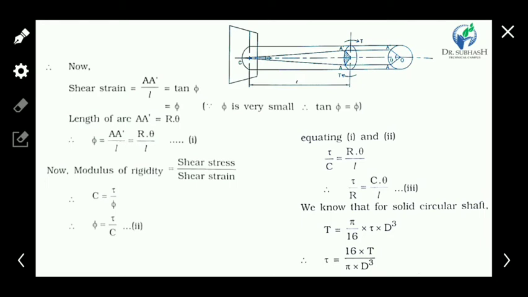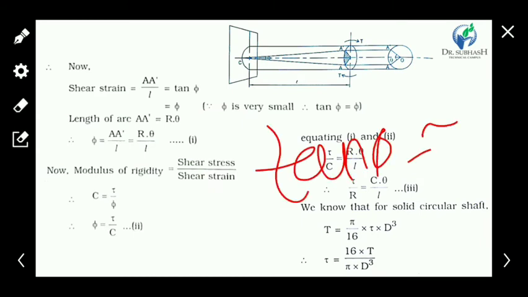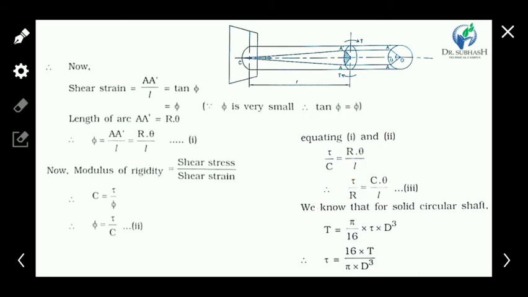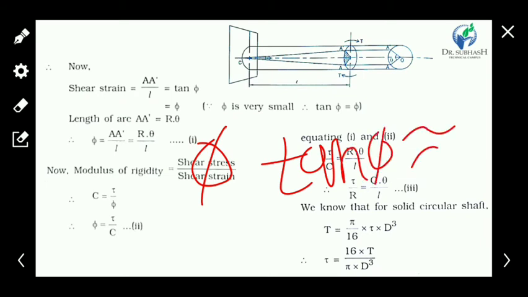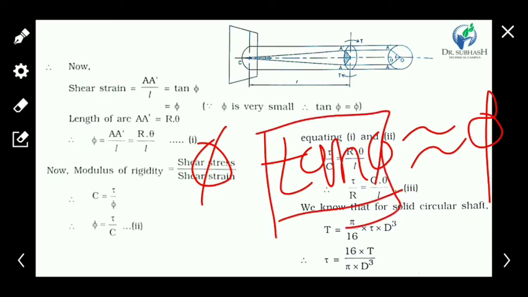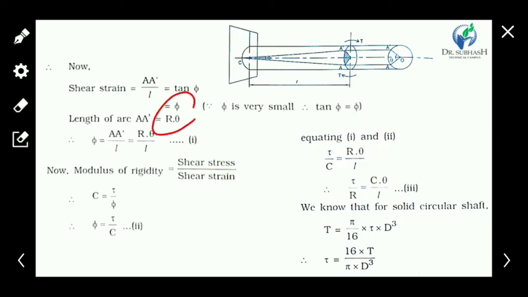If the value of phi is very small, then tan phi is almost equal to phi. So we can write phi instead of tan phi. Here we write phi instead of tan phi. So we have phi equal to A dash upon L.